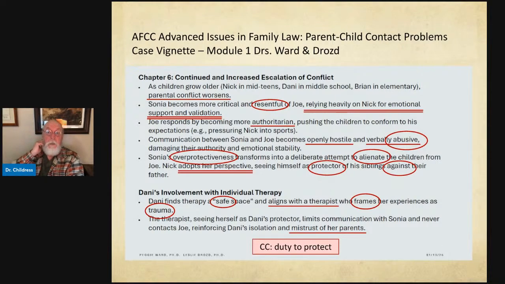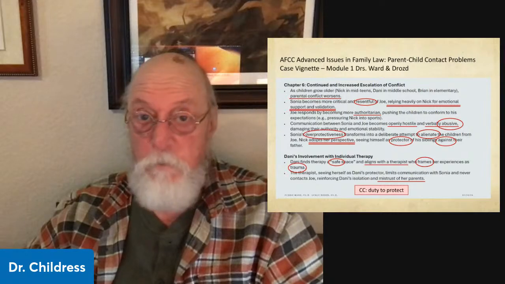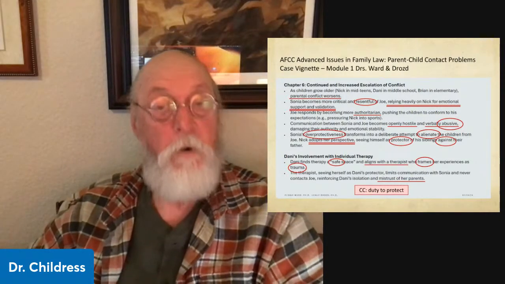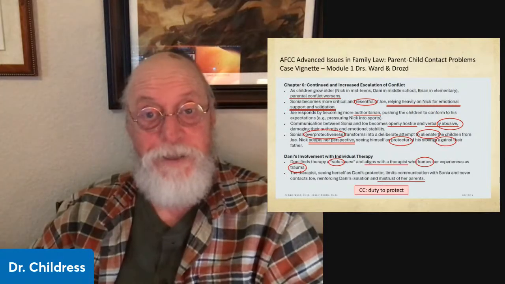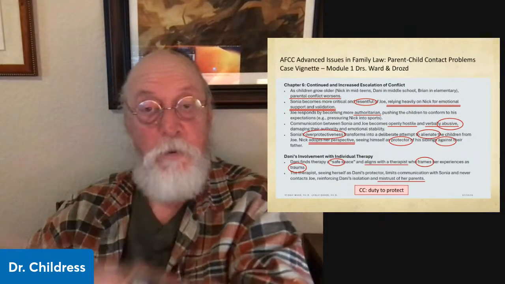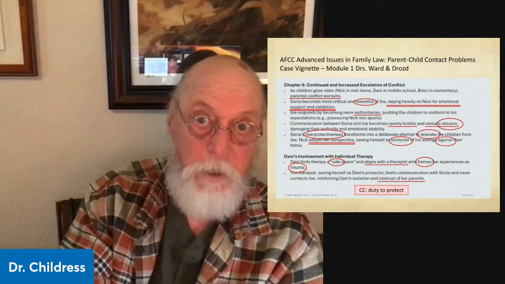Alienate, Nick adopts her perspective. There's your shared persecutory delusion, he sees himself as a protector of his siblings against their father. So there's your persecutory belief. Do Danny and Brian need to be protected from their father? There's no indication of that. And yet Nick believes he needs to protect them from his father. Where does Nick get that? Because he's adopting the mother's beliefs. It says right there, he adopts her perspective. She's afraid the younger children are being malevolently treated by their dad.